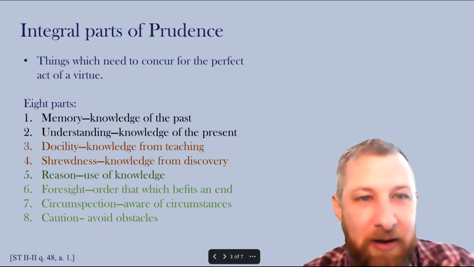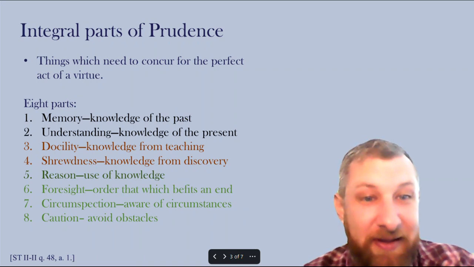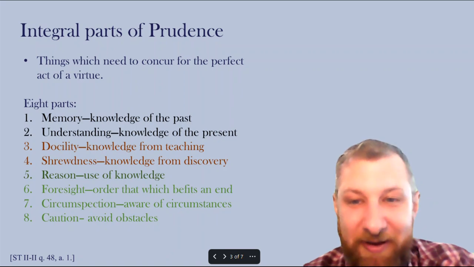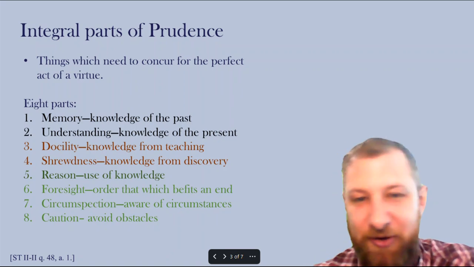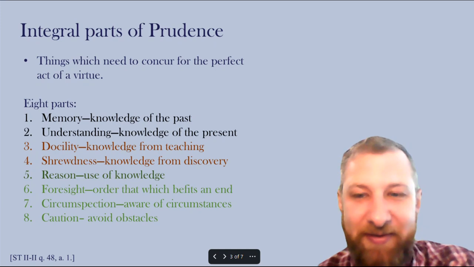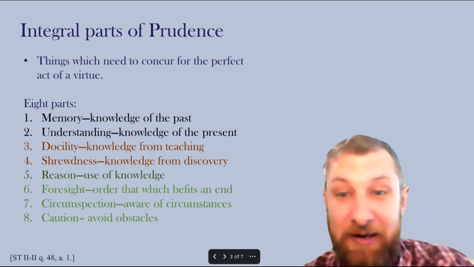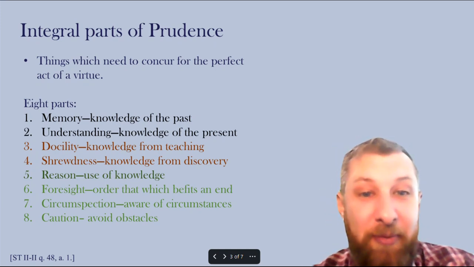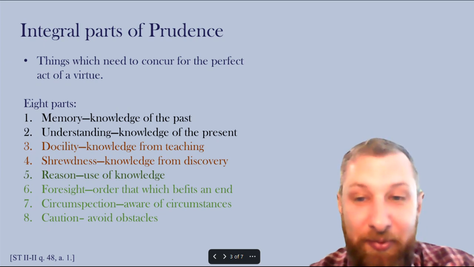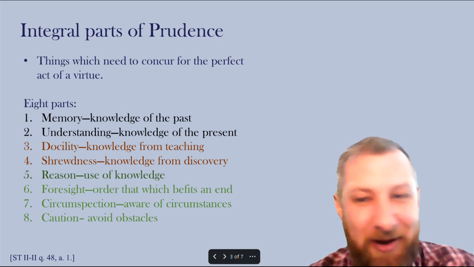For somebody to be prudent, there has to be some degree of memory, which would be knowledge of the past. If you don't have any type of knowledge of the past, it's hard to have prudence, right? Because how do you know what might be coming if you don't know what has come in the past?